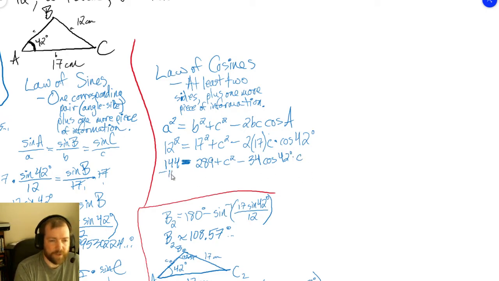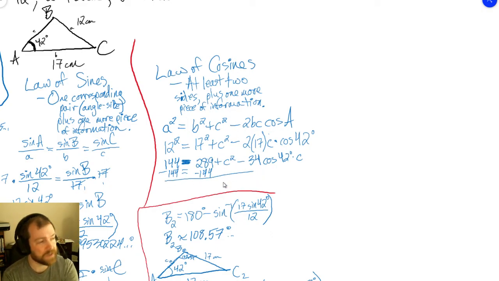Alright, I'm going to subtract 144 from both sides. Oh, look, it's a quadratic. And guess what? It's got two solutions. It's got two real solutions, and these will come out to be triangles that we can actually use for this. So this is 0 equals c squared minus 34 cosine of 42 degrees times c, plus 289 minus 144, which is going to be 145.